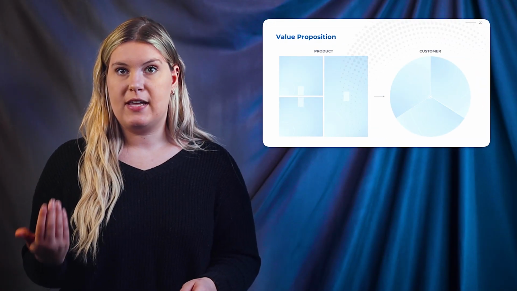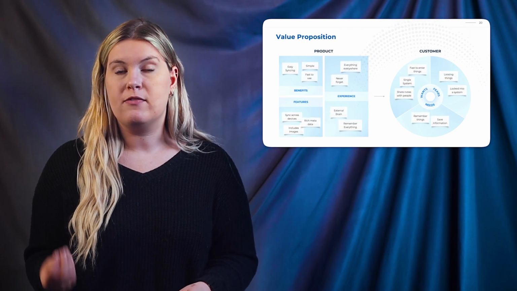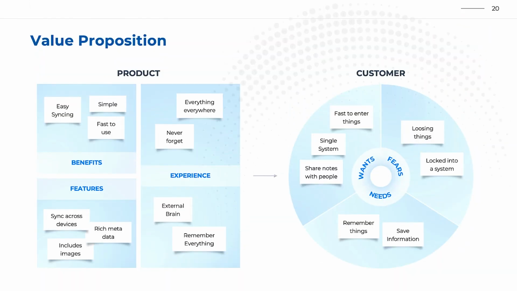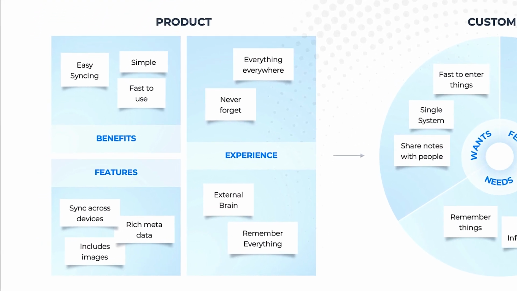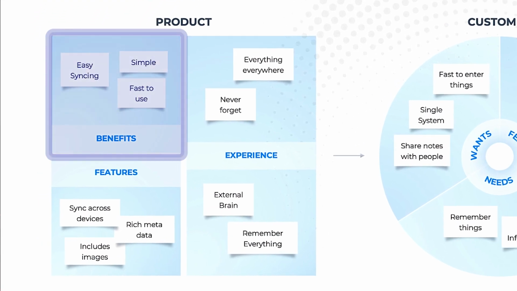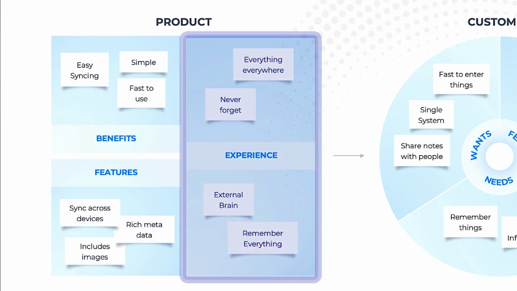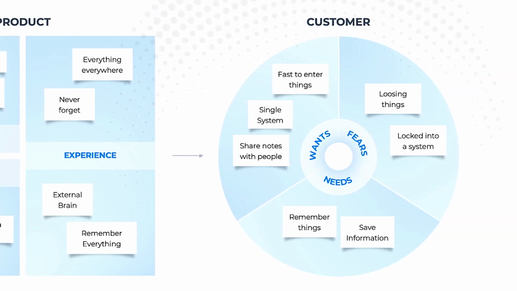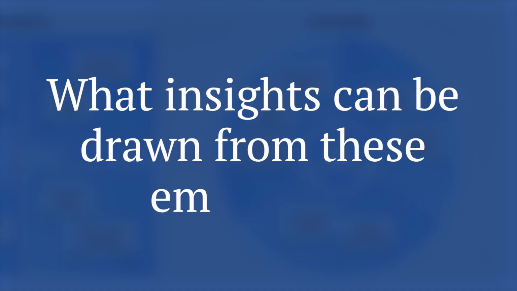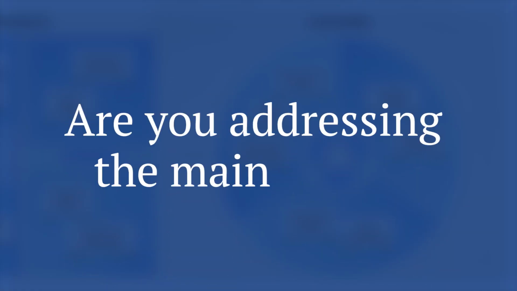The Value Proposition Canvas allows you to visualize whether you've achieved product market fit. The canvas is split into two sections, one for the product and one for target customers. Use the left-hand section to map your product's main benefits, features, and user experience details. Perhaps your shipping and delivery model is fast, or maybe you provide great post-purchase experience. On the customer side, map their wants, fears, and needs. What insights can be drawn from these emotions? Are you addressing the main gripes?